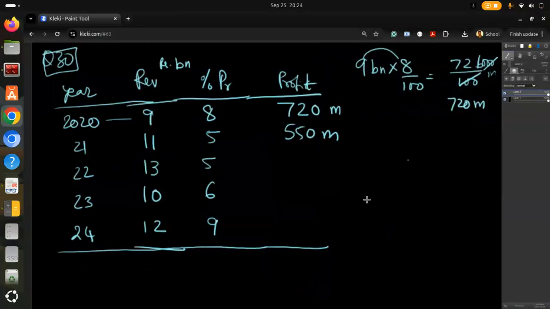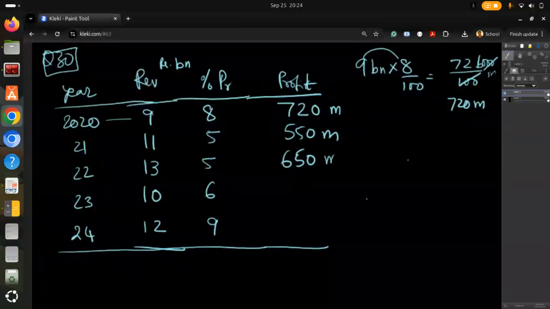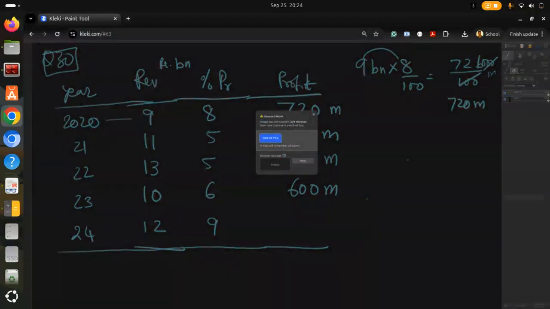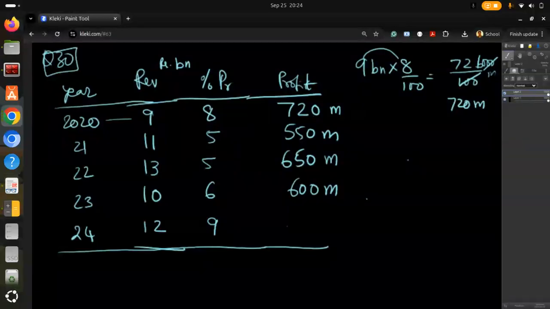Isn't that simple? So now what is 13 into 5? 13 into 5 is 65, put a 0 and say million. What is 10 into 6? Easy, 60, put a 0 and put a million. And 12 into 9, 12 into 9 is 108, and put a 0 and put a million.